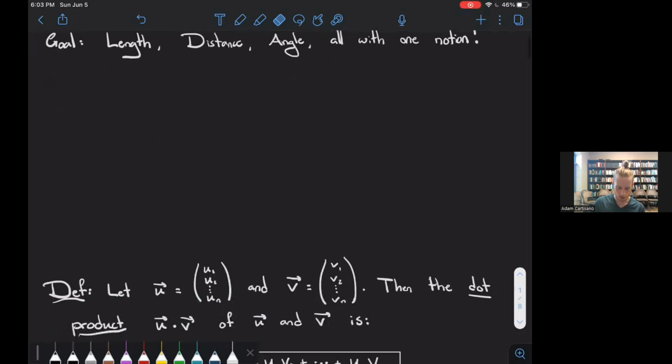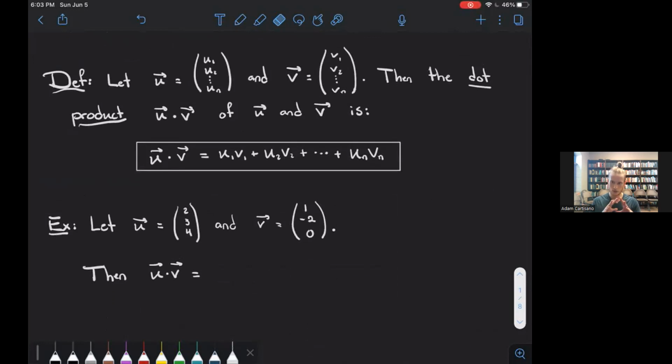Let's dive in. So I'm going to start with a totally unmotivated definition. We're going to call it the dot product. So we're going to pick two vectors in Rn, u and v, and define the dot product as the sum of the products of all pairs of components. Okay, in other words, if u is u1 up through un and v is v1 up through vn, then u dot v is u1 v1 plus u2 v2 all the way up to plus un vn.